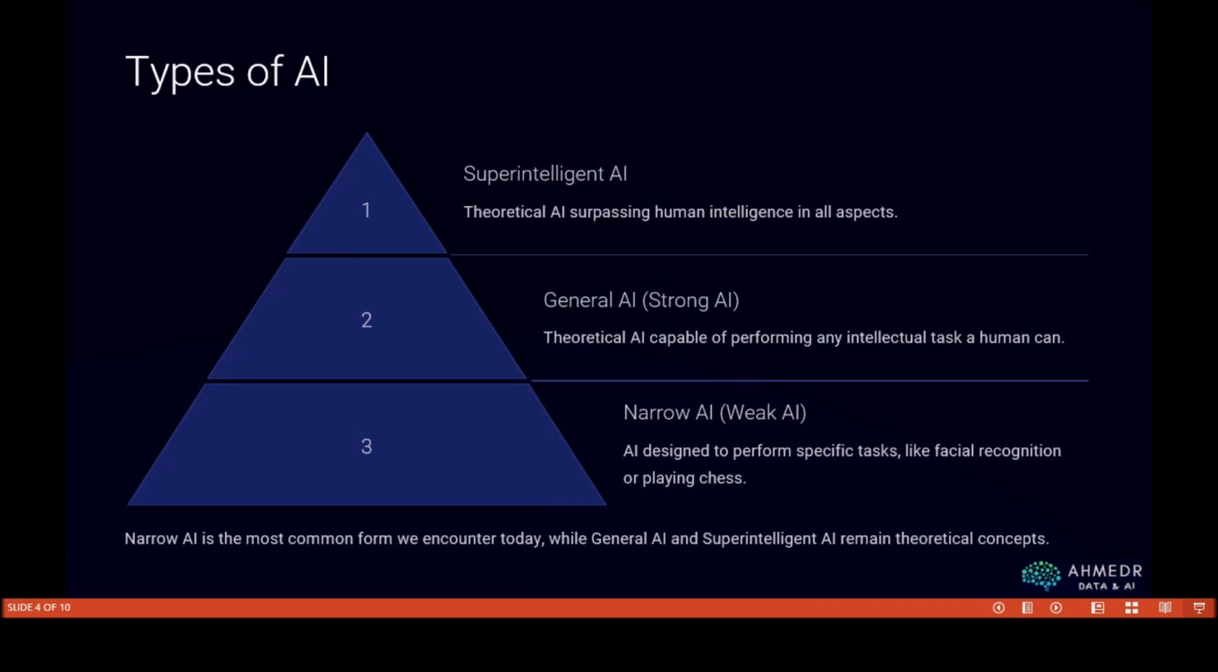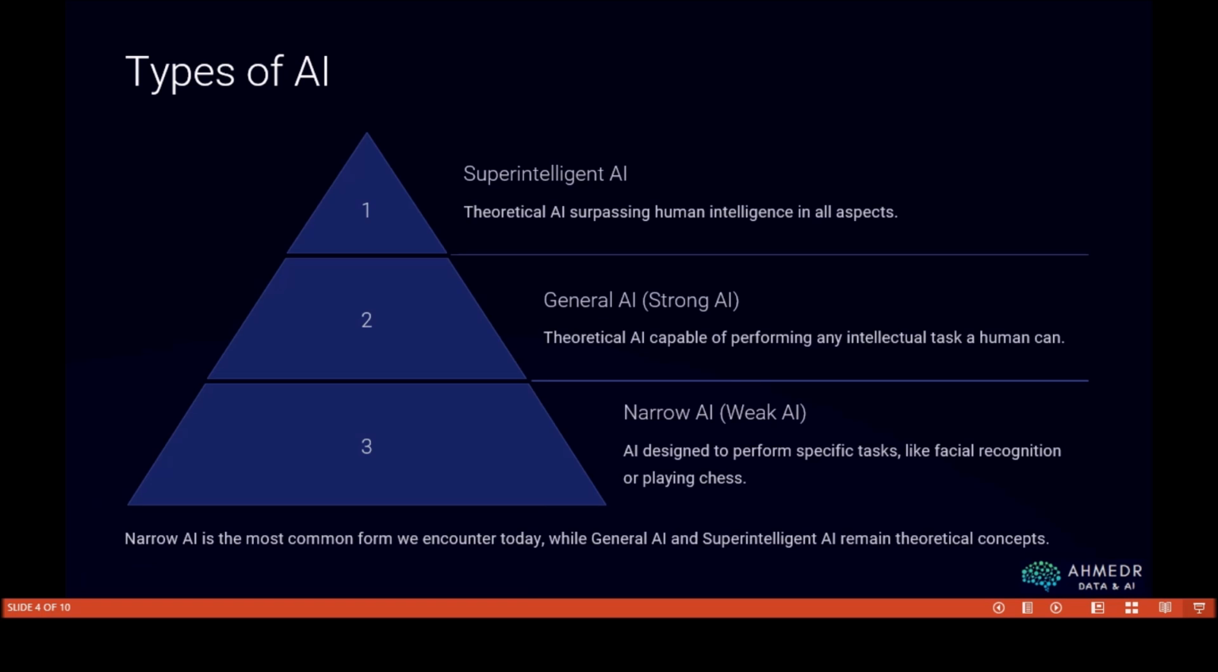Let's talk now about the types of AI. AI is often classified into three main types: narrow AI, general AI, and superintelligence AI. Narrow AI is the most common form we encounter today. It's designed to perform specific tasks, such as playing chess, recommending products, or recognizing speech. For instance, the Google search engine uses narrow AI to provide results based on your search queries.